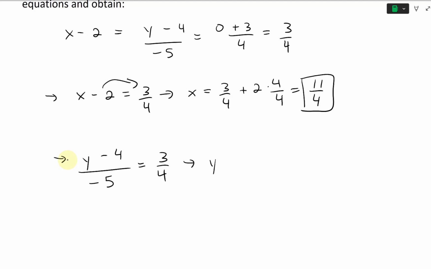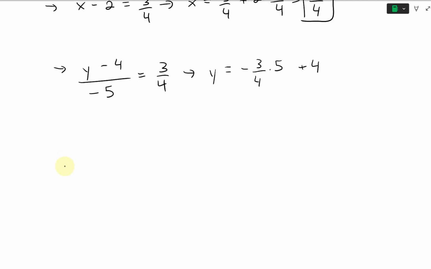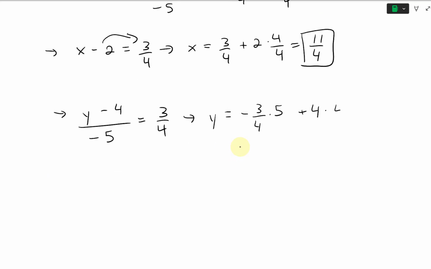So in other words, y is equal to, we'll put the negative there, negative 3 over 4 times by 5, and then minus, well, the minus becomes plus 4, like that. And then again, same common denominator, so times by 4 over 4. And 3 times 5 is 15, so we're going to get negative 15 plus 16 over 4. 16 minus 15 is 1. So 1 over 4, like that.